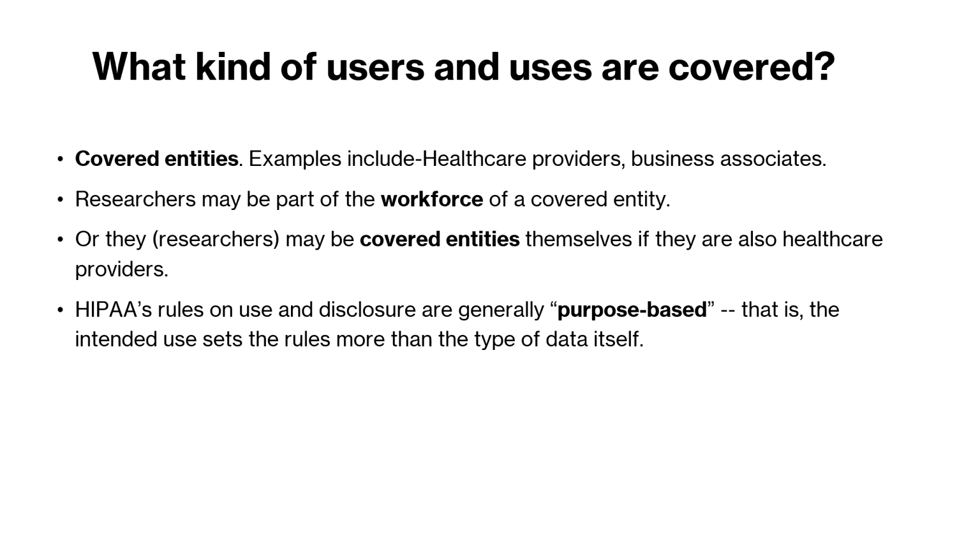What kind of users and uses are covered? Well, let's take a look. Covered entities. Examples include healthcare providers and business associates. Researchers may be part of the workforce of a covered entity, or they may be covered entities themselves if they are also healthcare providers. HIPAA's rules on use and disclosure are generally purpose-based. That is, the intended use sets the rules more than the type of data itself.